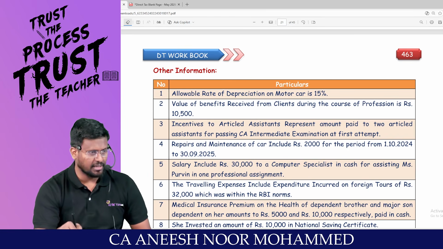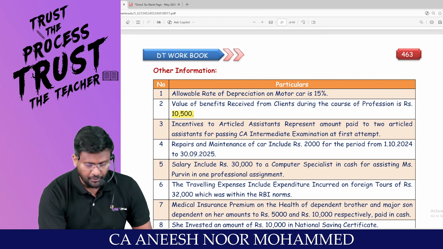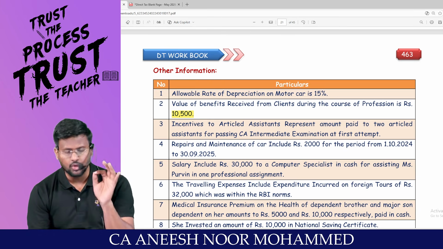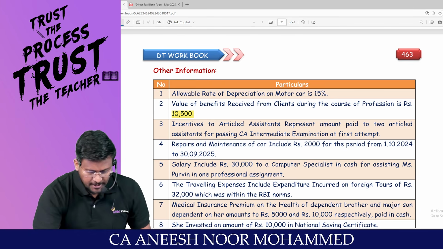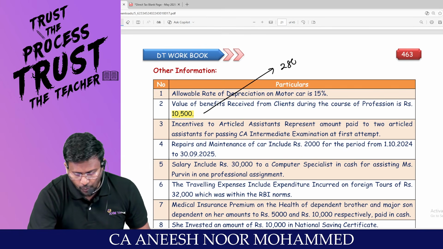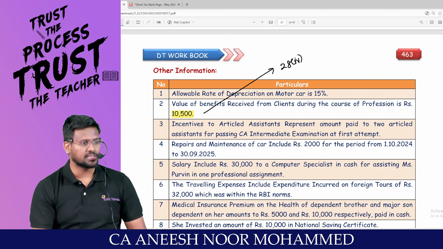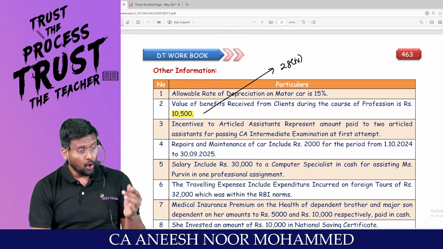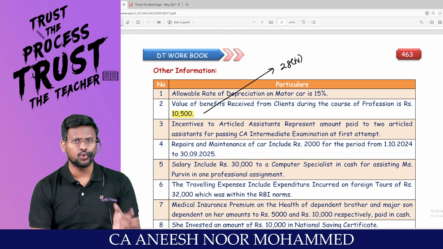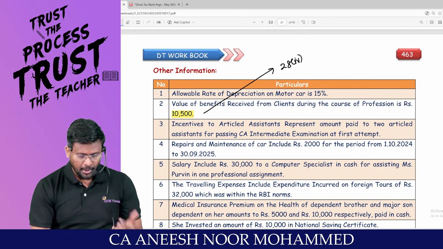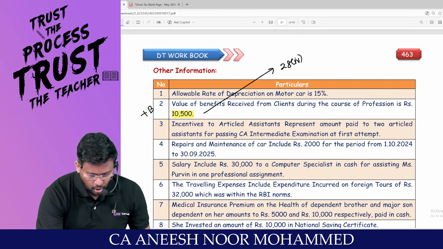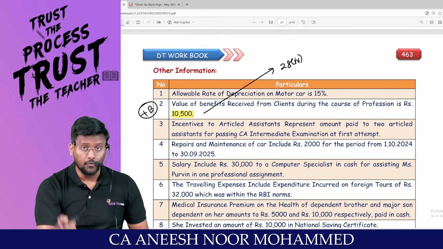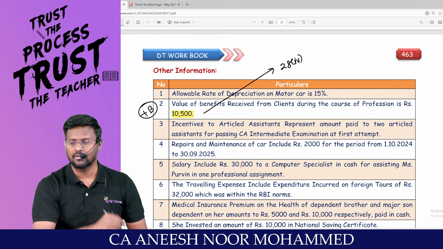That means this person got a gift on account of business or profession. As per section 28 clause 4, 28 is a charging section which says that any gift or perquisite you are receiving on account of the business or profession should be included in PGBP. But this 10,500 has not been included in the net profit. So we have to manually add back that 10,500.